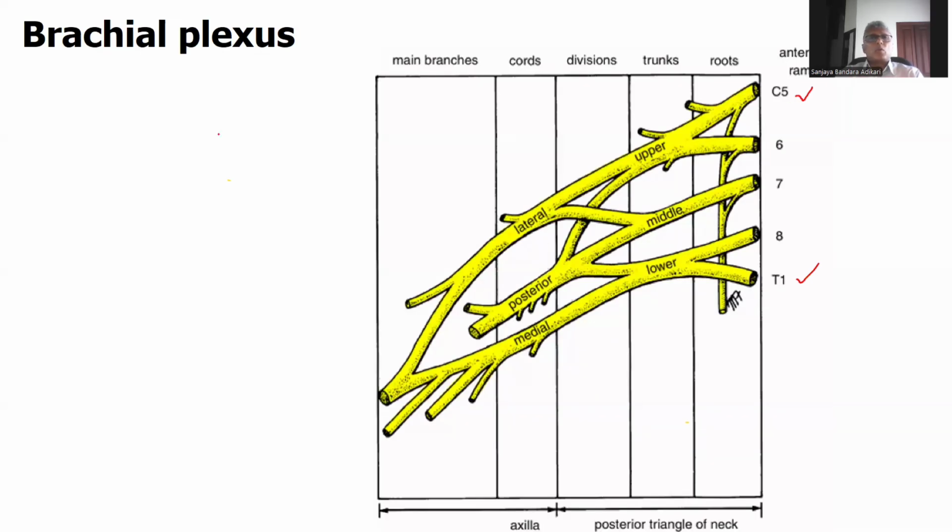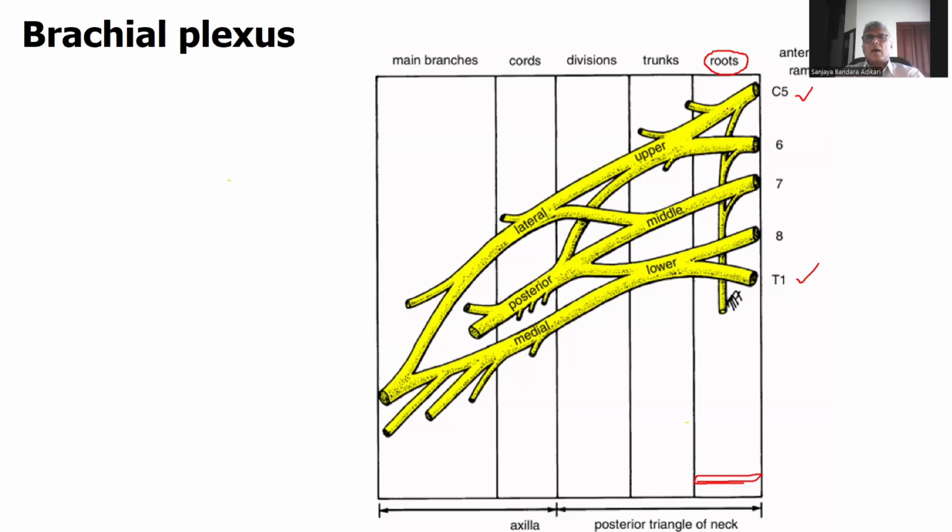When you talk about the spinal nerves, you know that each spinal nerve divides into a large anterior primary ramus and a small posterior primary ramus. So the roots of the brachial plexus are the anterior primary rami of spinal nerves. The roots lie in the neck between the scalene muscles, scalenus anterior and medius.